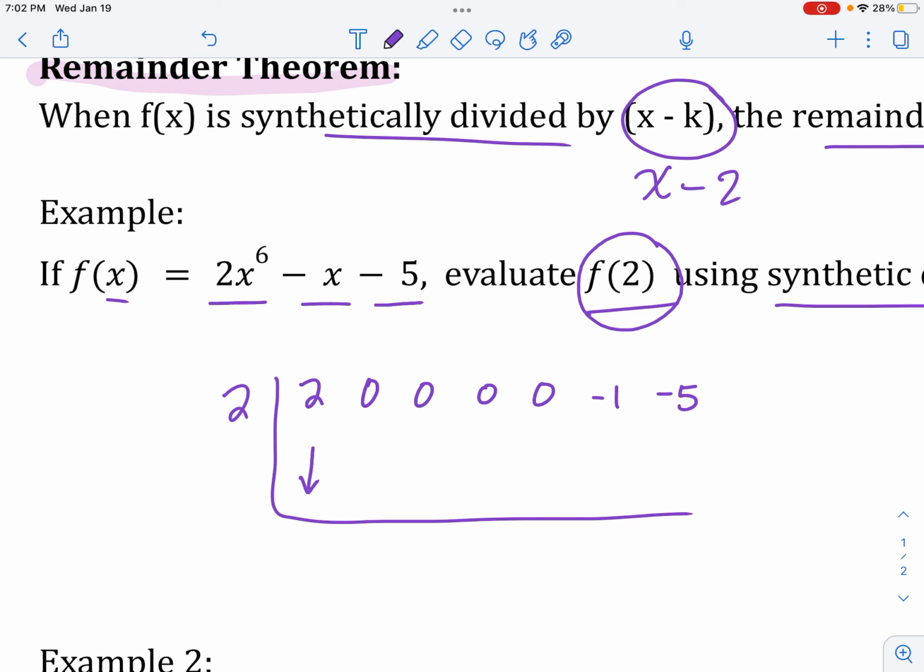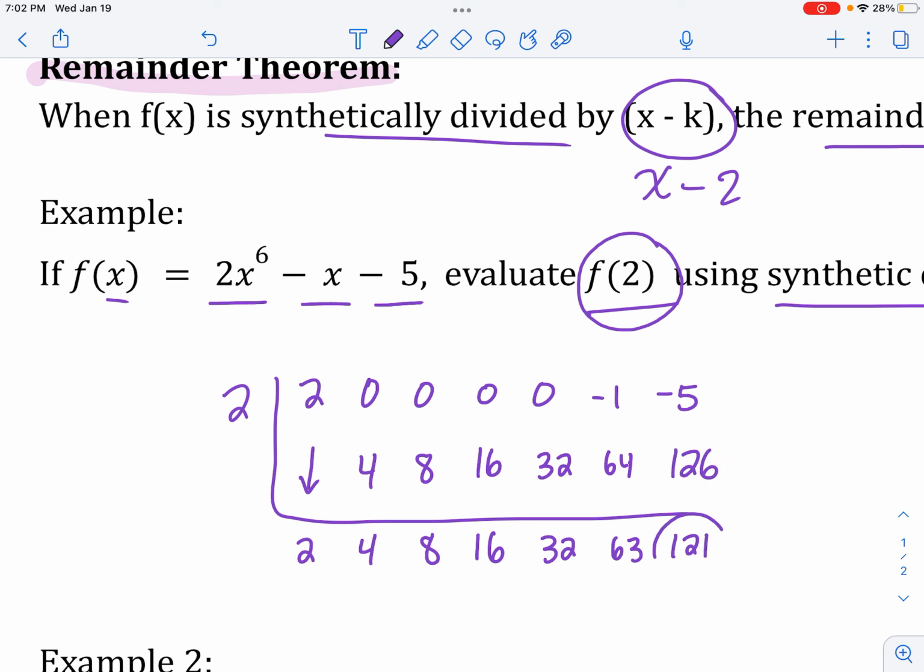Now I'm going to synthetically divide. So I'm going to bring down my 2. 2 times 2 gives me 4. All right, I keep going. 4 times 2 is 8. 0 plus 8 is 8. Now 8 times 2 gives me 16. So 0 plus 16 is 16. 16 times 2 is 32. That gives me 32. 32 times 2 is 64. 64 minus 1 gives me 63. 63 times 2 should give me 126. And then -5 plus 126 should give me 121.